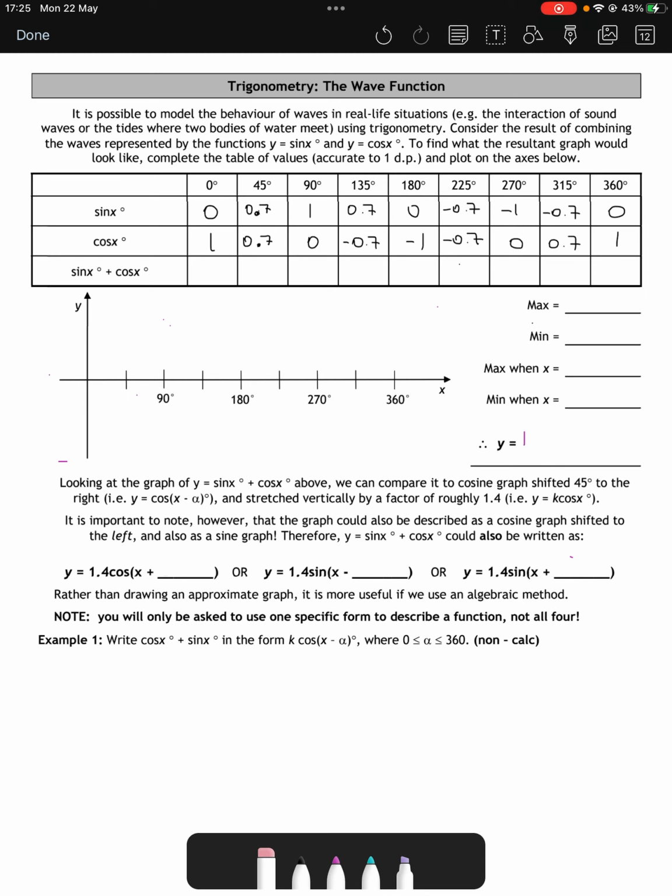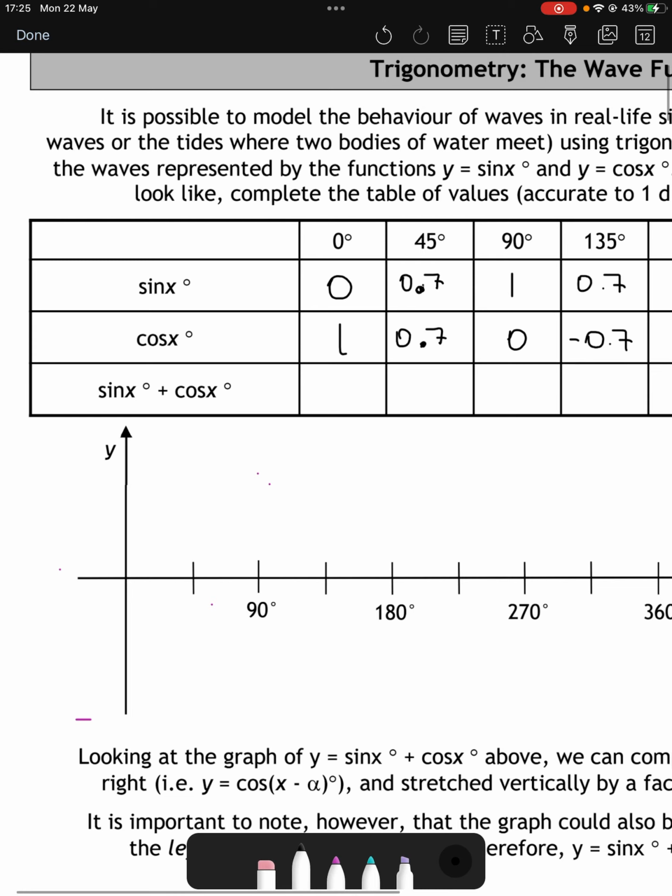Okay, so what I've done so far is I've worked out all these values. Again, just use your calculator. We should know obviously sine of 0 is 0, sine of 90 is 1 and so on. Sine of 45 obviously we know is 1 over root 2, but I've just put it as a decimal to one decimal place. Now what we're going to do is add sine x and cos x together.